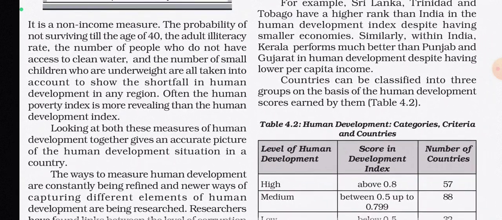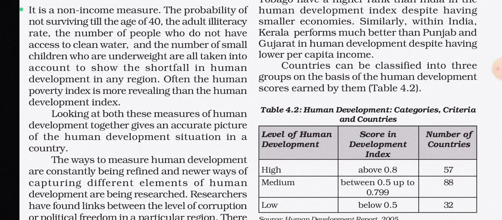The probability of not surviving till the age of 40, the adult literacy rate, the number of people who do not have access to clean water, and the number of small children who are underweight are all taken into account to show the shortfall in human development in any region. Often the Human Poverty Index is more revealing than the Human Development Index. Looking at both the measures of human development together gives an accurate picture of the human development situation in a country.